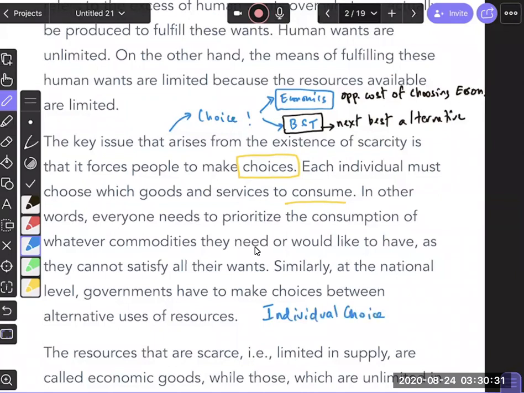But the choice could also be made by, for example, firms, such as what output to produce. It can be made by, for example, government. For example, should we make the bridge or should we make the hospital? So all your economic actors, be it individuals, be it firms, be it government, they are making choices. So these choices are being made, and basically these choices can lead to opportunity cost.